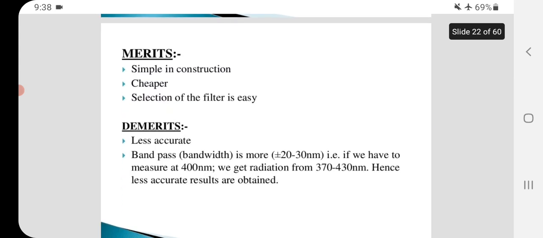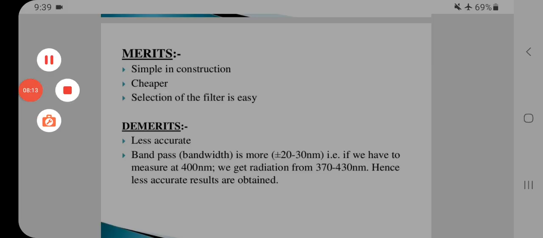Merits. Simple in construction, cheaper and selection of the filter is easy. Demerits. Less accurate, band pass is more. If we want to measure at 400 nanometer, we get radiation from 370 to 430 nanometer. Hence, less accurate results are obtained.